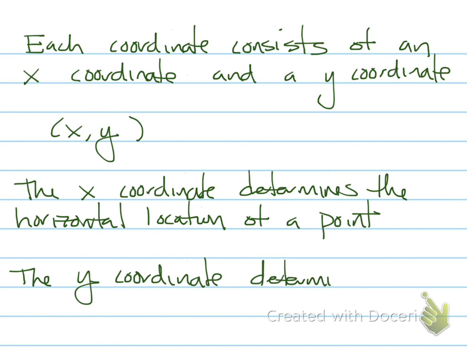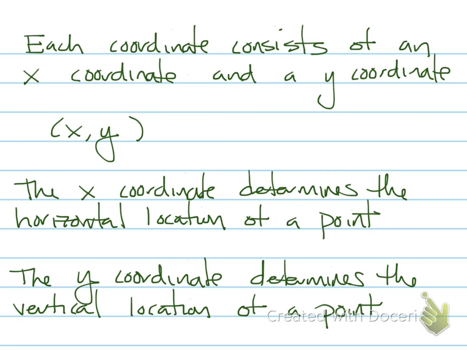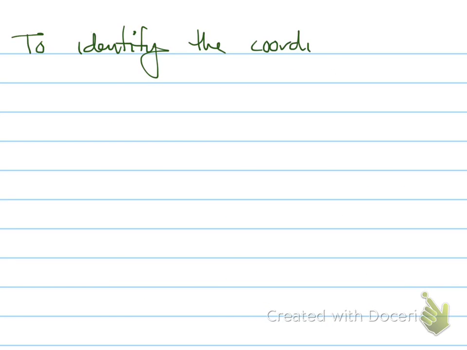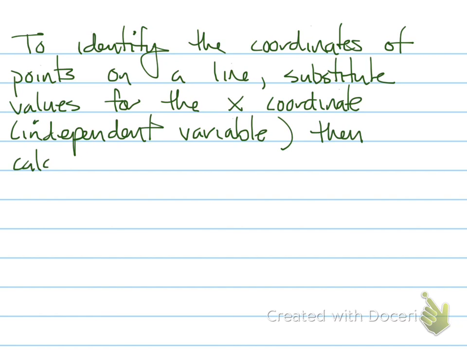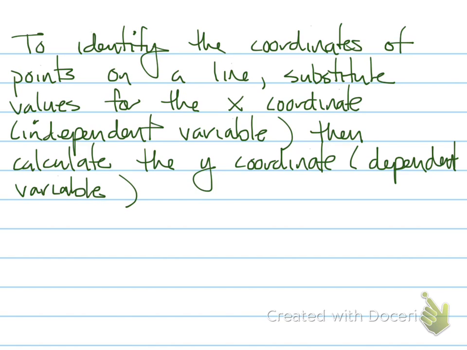And then the y-coordinate, the second number in a coordinate, tells us the vertical location of the point: how many units above the x-axis or how many units below the x-axis the point is. To identify the coordinates of points on a line, you substitute values for the x-coordinate, the independent variable, and then calculate the corresponding y-coordinate, which is referred to as the dependent variable.